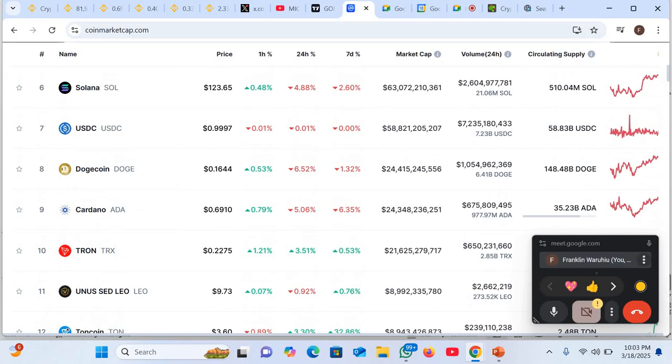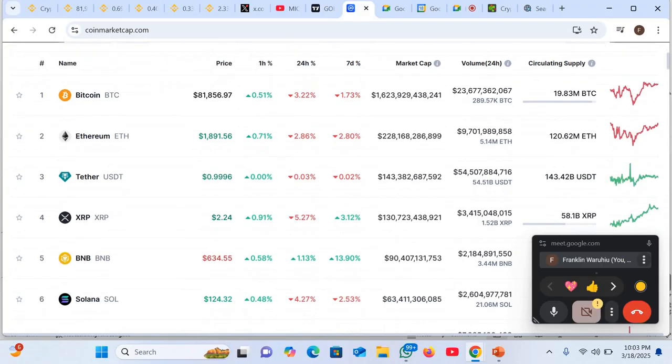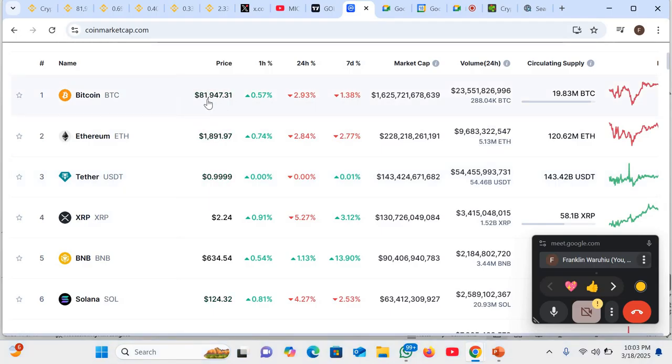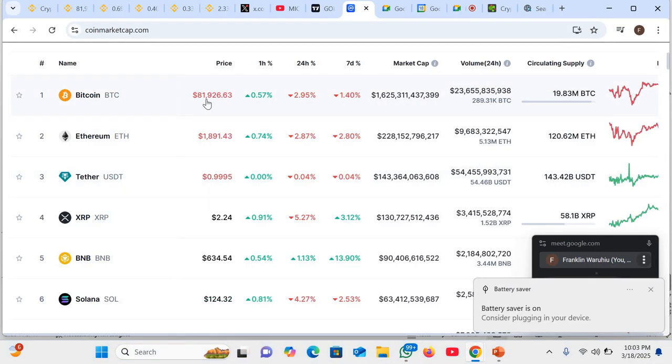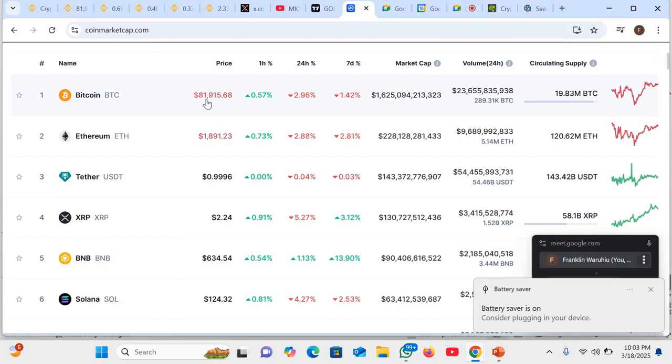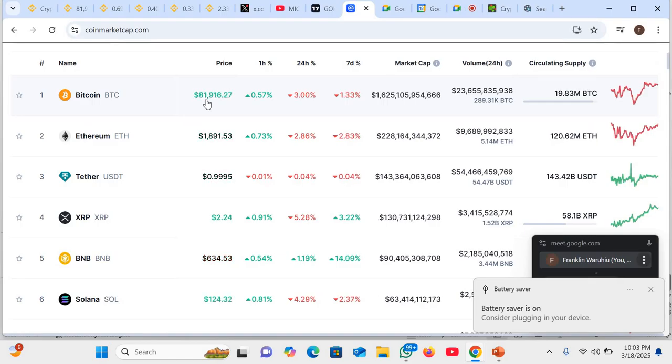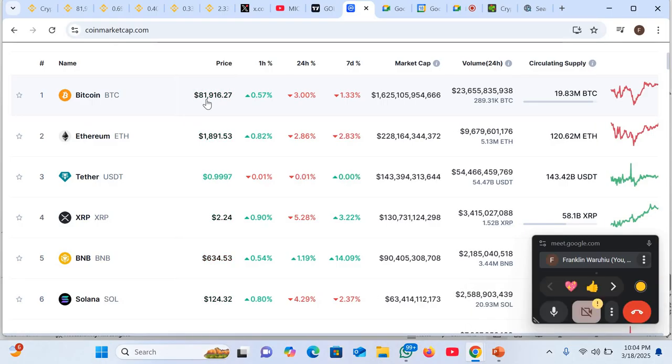So I'm going to pay attention to the first 10, to the first 20. We look at the price, market cap, volume, as you go on. So you can see the price of Bitcoin as at today is 81,926. And in the last 1 hour, Bitcoin has gained 0.5%. But in the last 24 hours, Bitcoin has dropped by 3%. And you can see the price of Ethereum is under $2,000.